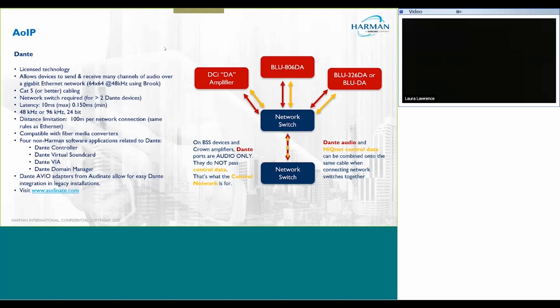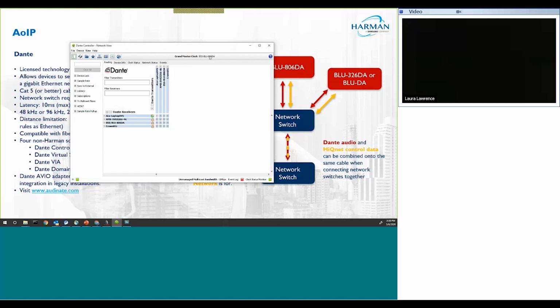One more thing I want to point out here from the software, at the very top of the screen up here, you can see it says Grandmaster Clock, and my current clock is my BLU-806. So this is the BSS Audio DSP, and that's acting as the master clock. I can manually assign my preferred master clock, or I can allow Dante Controller to automatically choose a clock for me.